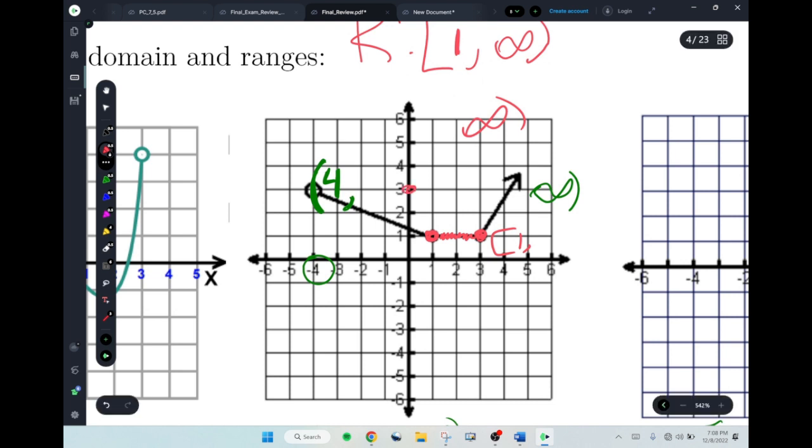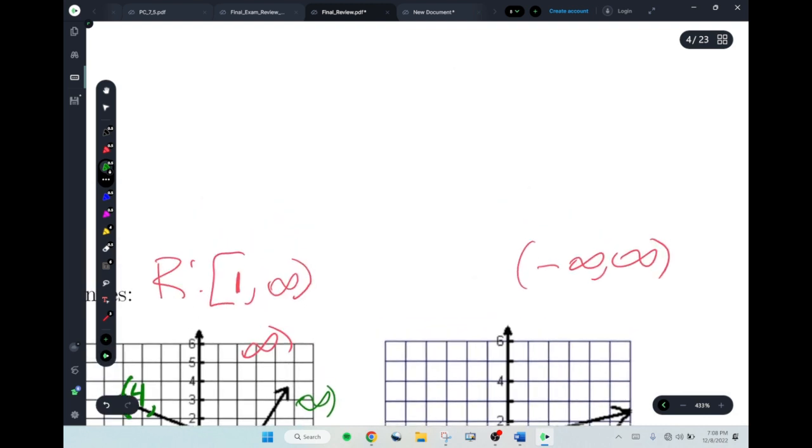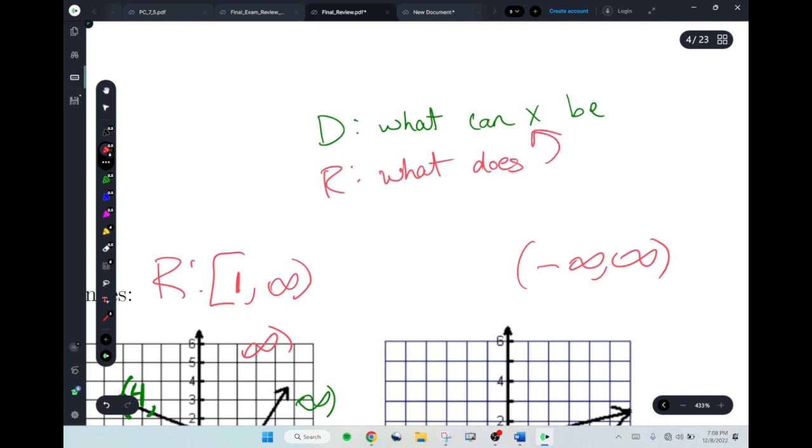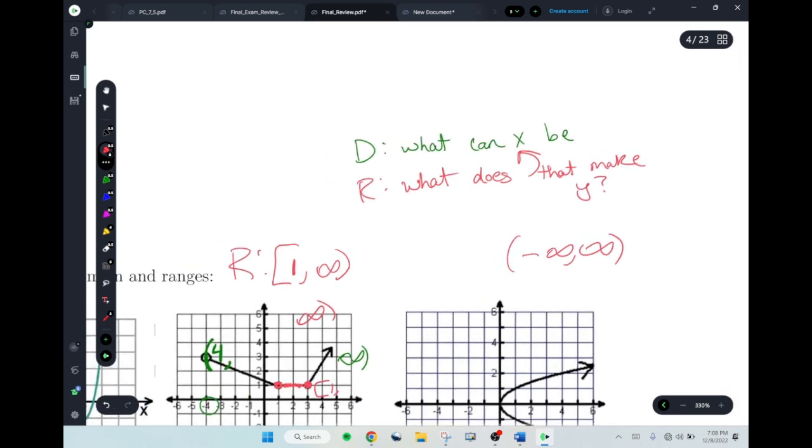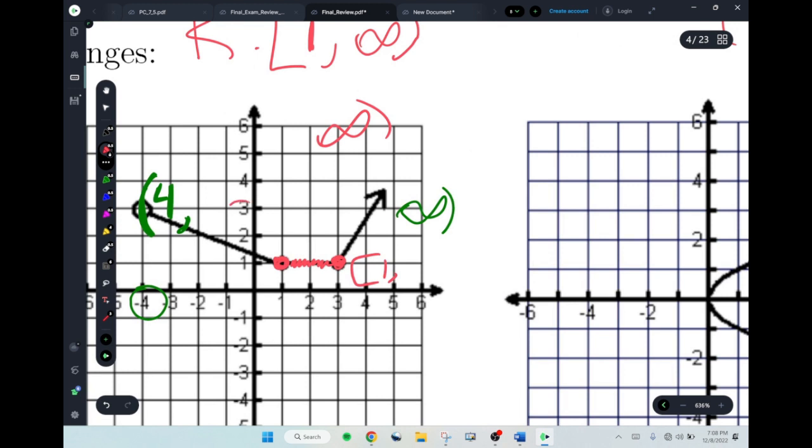It's like, wait, doesn't it not include 3? Well, what is range? I could just say yes, it does include it, which it does. But what is range? Range isn't what can y be. That's domain. Domain is what can x be. Range is what does that make y? So then the question is, is there an x that makes y 3?